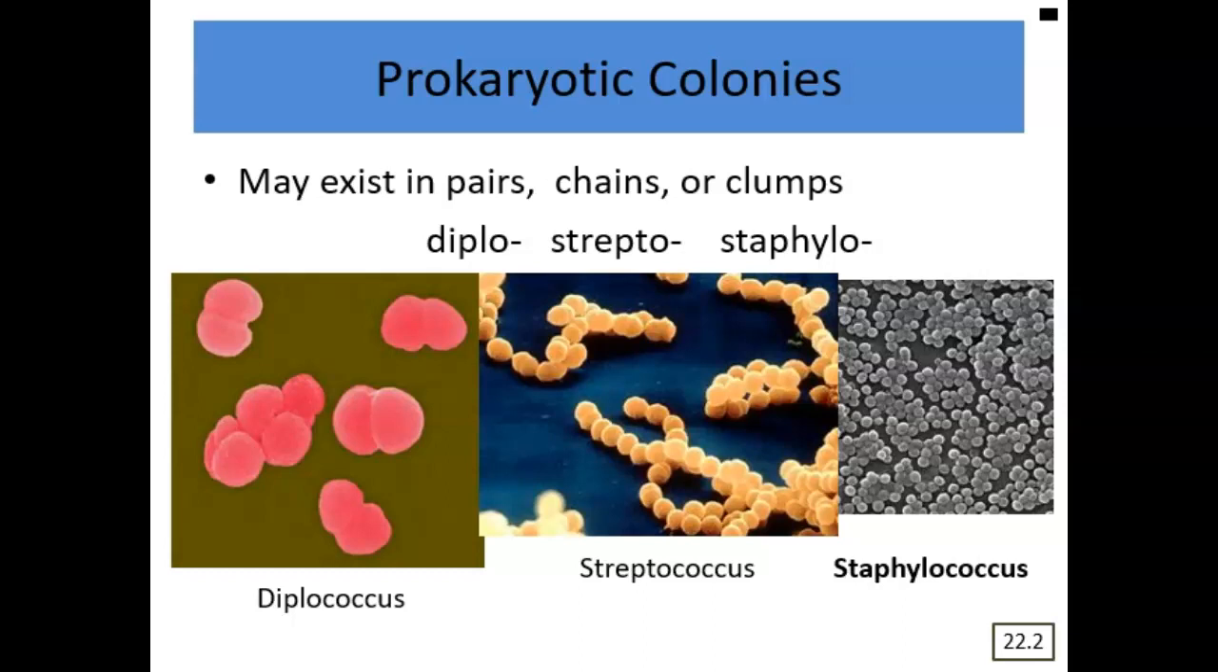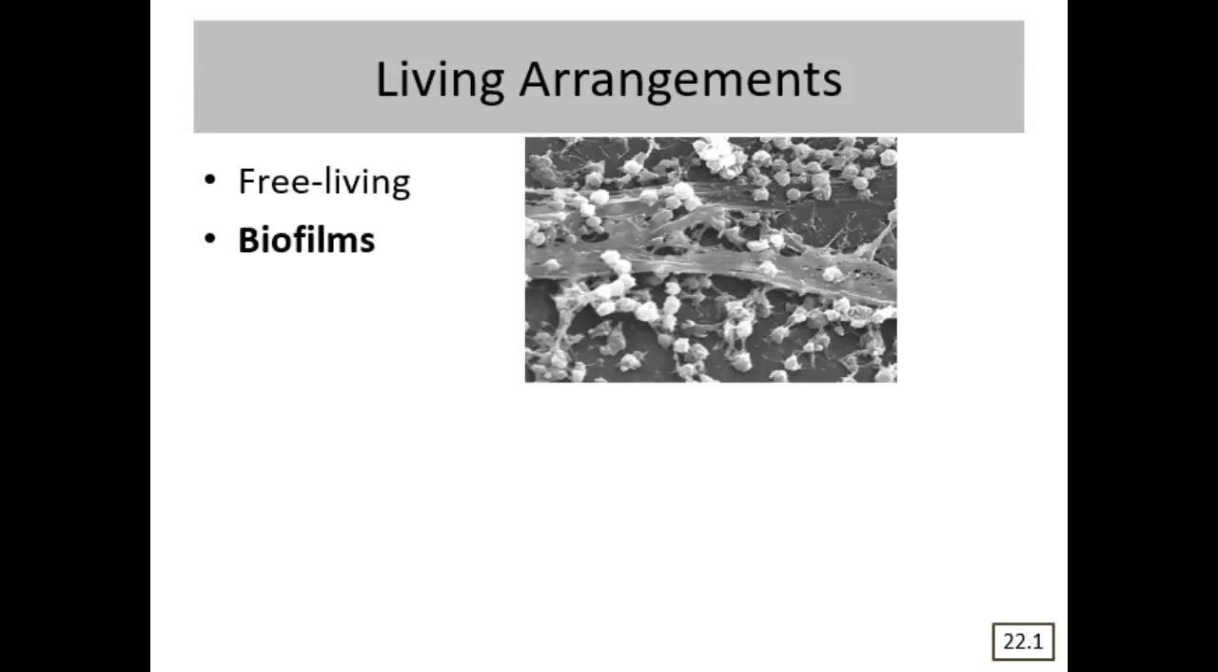Let's talk about what I'm going to call the living arrangements of prokaryotes. Many are free living, meaning they're just kind of out by themselves hanging around. But there are some that will join into biofilms. A biofilm is basically when a bunch of prokaryotes get together and exude this sticky polysaccharide matrix, basically this glue that glues them together. And it can be multiple different species of prokaryotes. It could even be bacteria and archaeans both joined together into this biofilm.